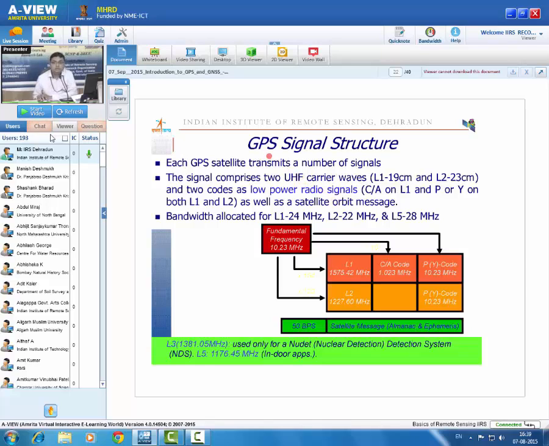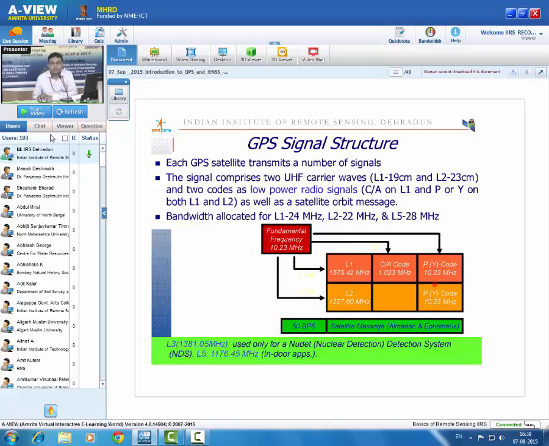Now we will see the GPS signal structure. How is it? Basically, the GPS signals carry the coarse acquisition code, that is the CA code, and the precise code, that is the P code. The P code is used for defense purposes by the United States, and it is an encrypted code, which is why it is known as the Y code after encryption.